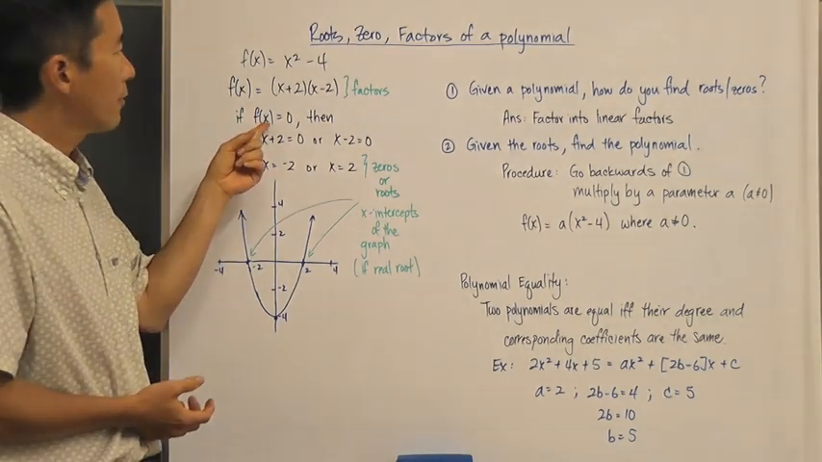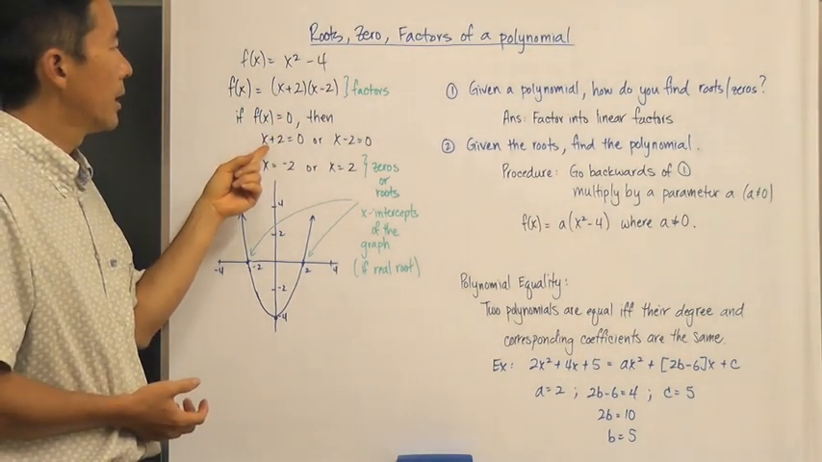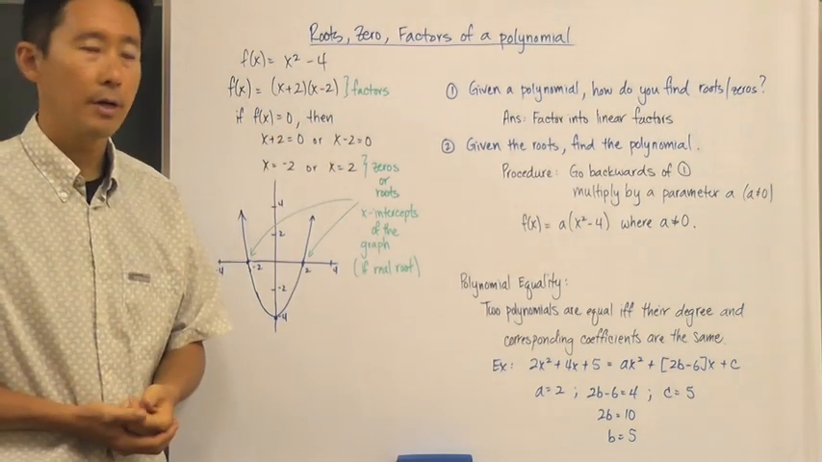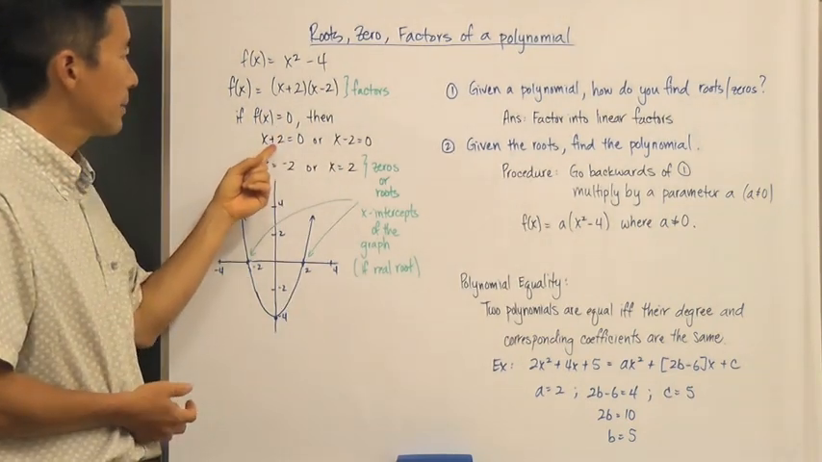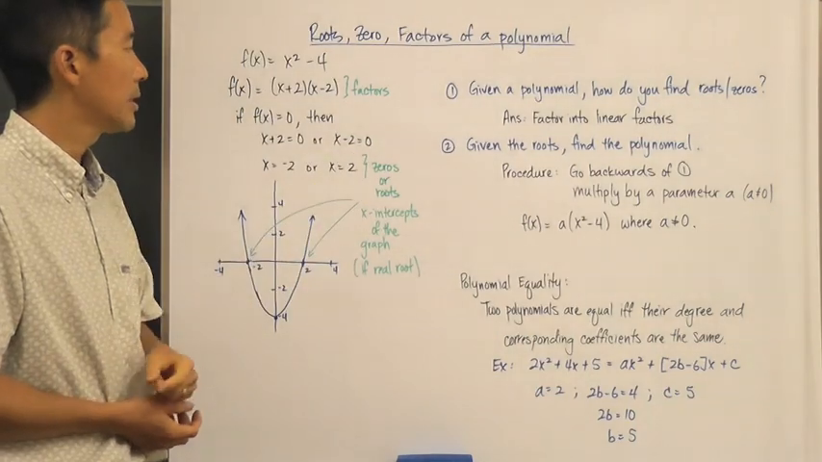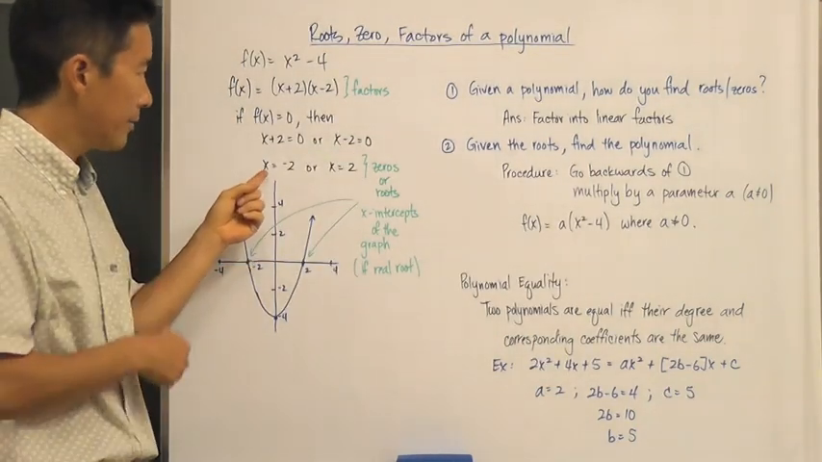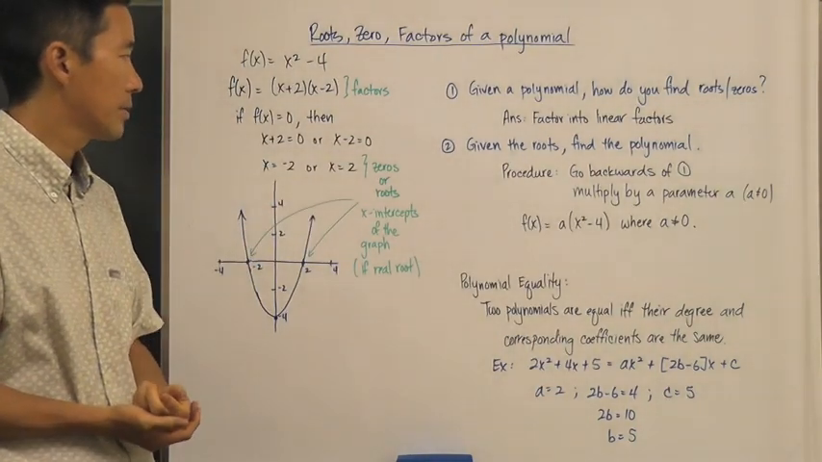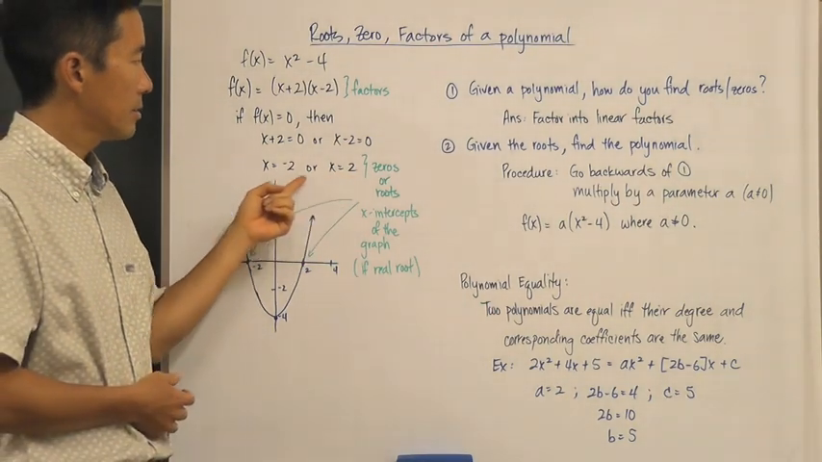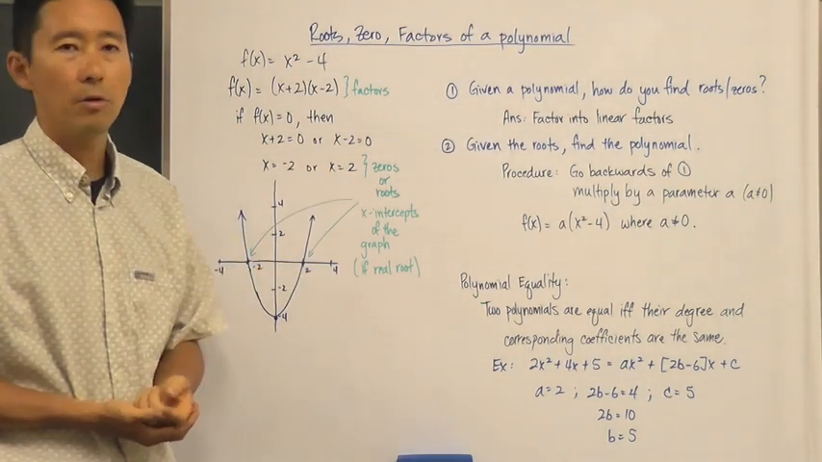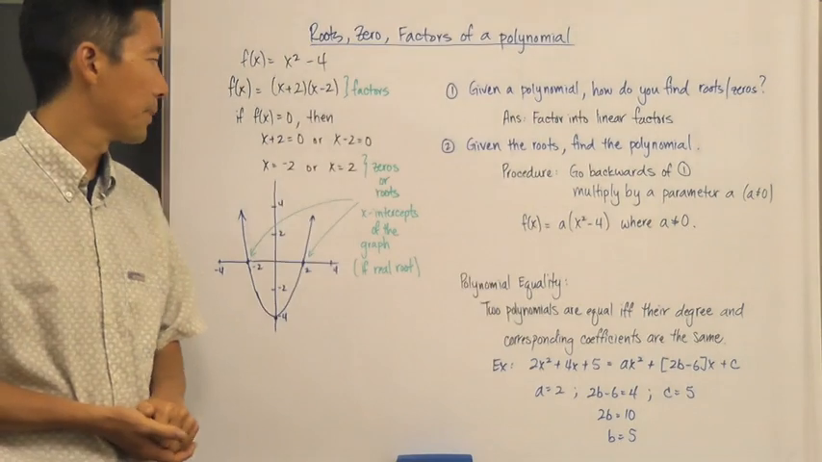Now, if f of x is equal to 0, then of course by the zero product property, we know that x plus 2 is equal to 0 or x minus 2 is equal to 0. And therefore x is equal to negative 2 or x is equal to 2. Now what these are going to be called, they're going to be called the zeros or roots of the polynomial.